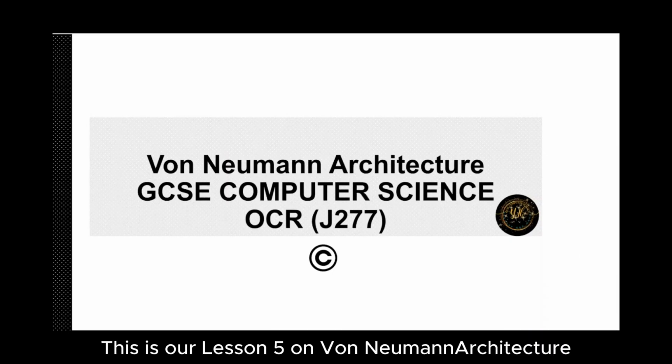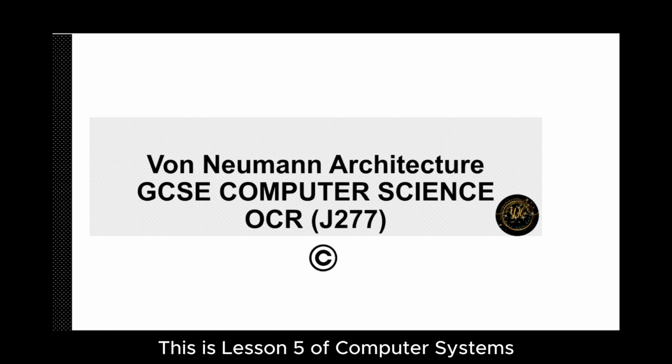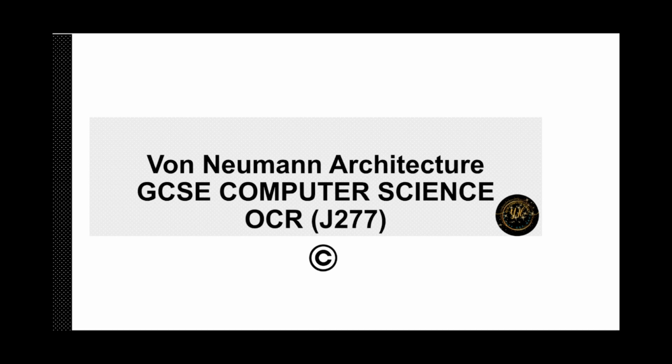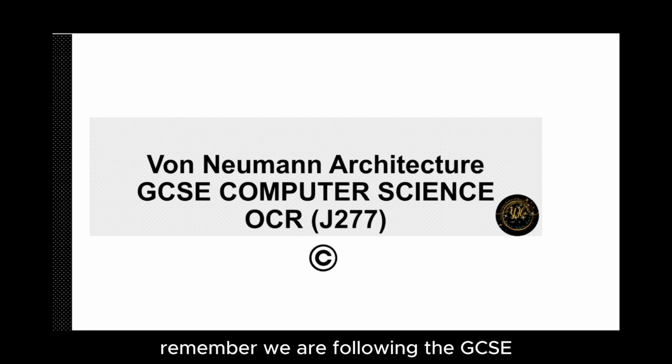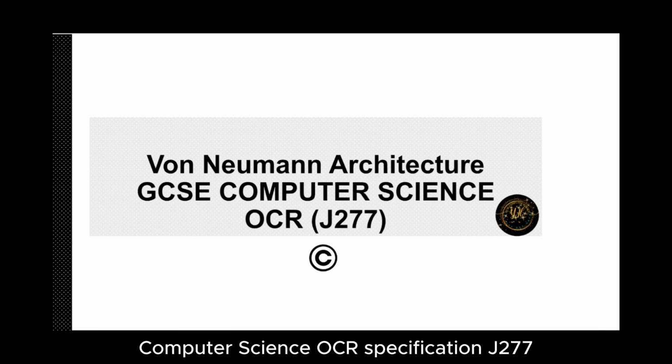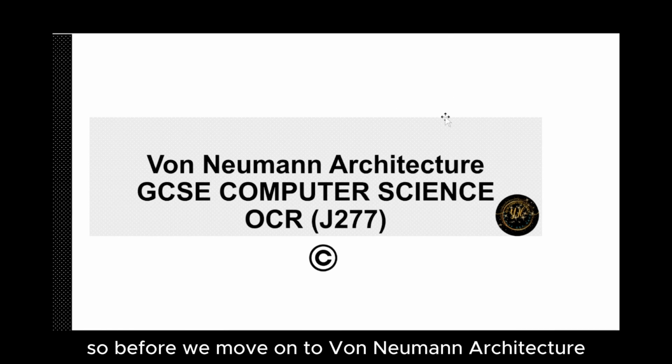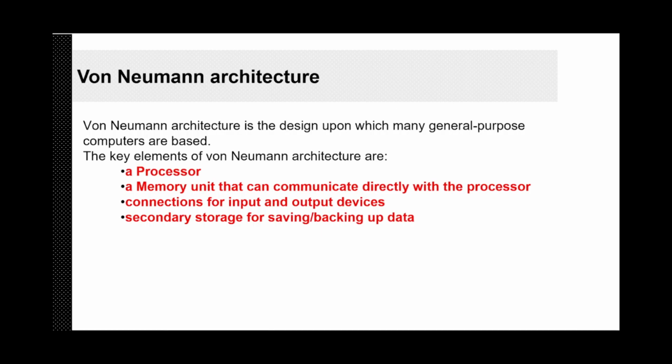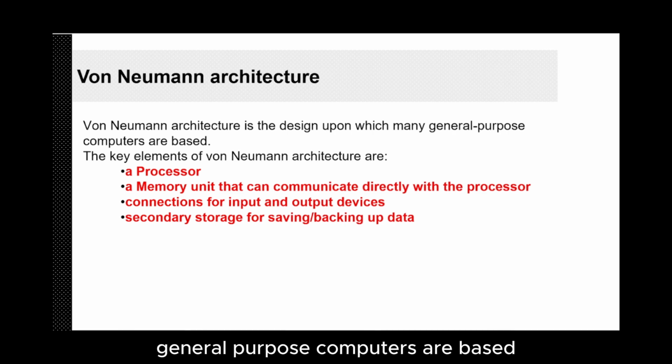This is our lesson 5 on von Neumann architecture. This is lesson 5 of computer systems. We are following the GCSE computer science OCR specification J277. Before we move on to von Neumann architecture, we need to understand who he was and why we follow it. The von Neumann architecture is the design upon which many general purpose computers are based.